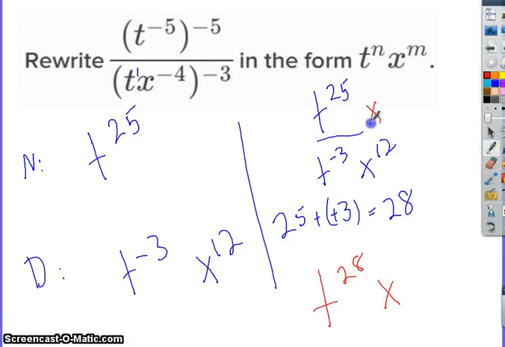Somebody asked me last time, why is it negative? And it's because it's on the denominator, but you can also think that it's x to the 0 up here, so there's no x's. And so the exponent on the x would be 0 on top minus 12 on bottom is negative 12. However you think of it, you've got x's on the denominator, and if you're dividing by x's, that means the exponent could be negative. All right, pause here.